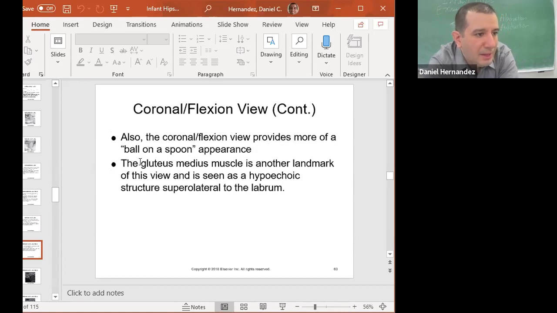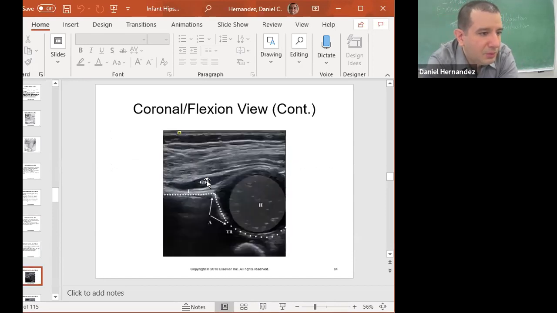So remember some of your other landmarks, your gluteus medius muscle. So there's your gluteus medius muscle. It's your bone of your acetabulum, your femoral head.